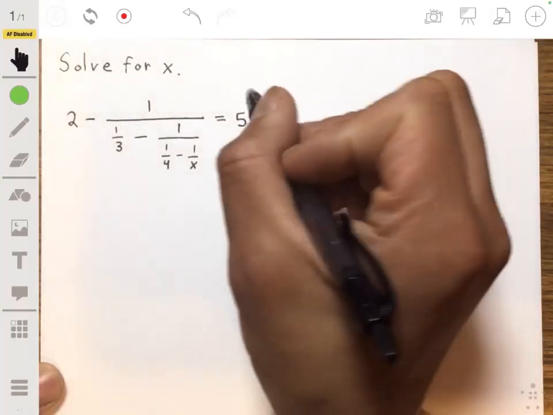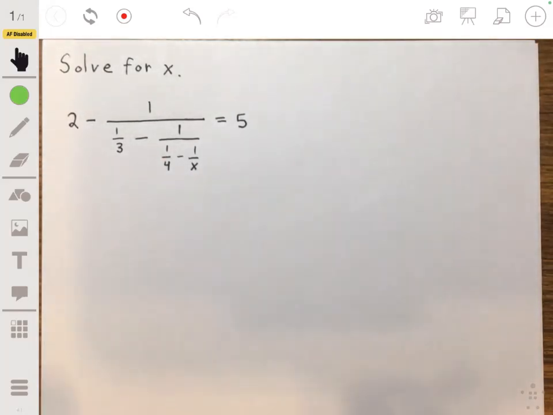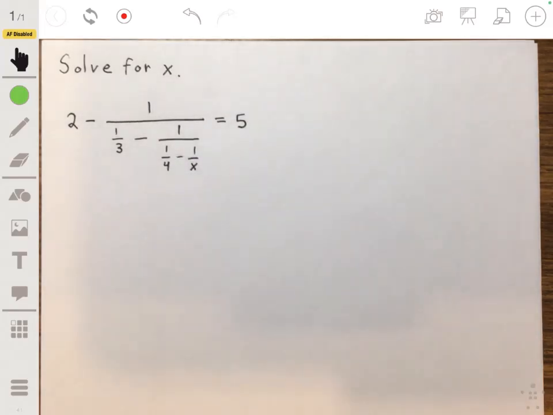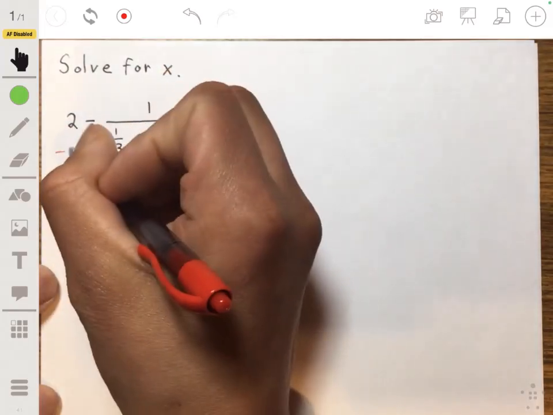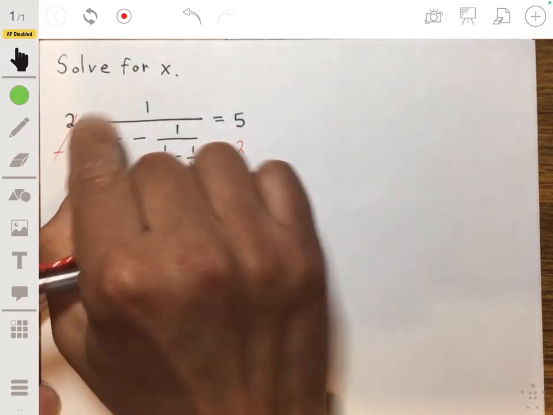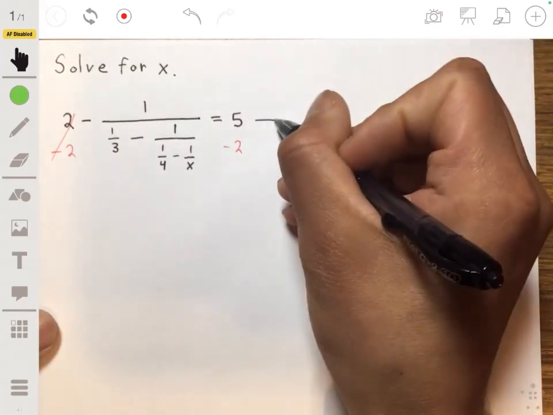All right, so in this equation, we're going to solve for x, and it's really just being able to know how to deal with rational expressions. So we're going to start off by subtracting 2 from each side, and then that's going to leave us with 3 on the right, and on the left, we're going to distribute that negative sign to the numerator just to keep this a little easier to work with.